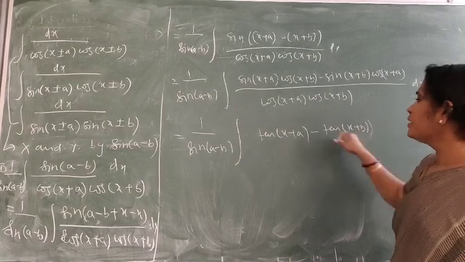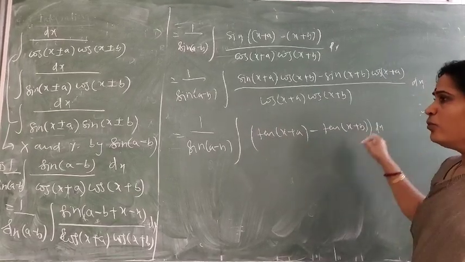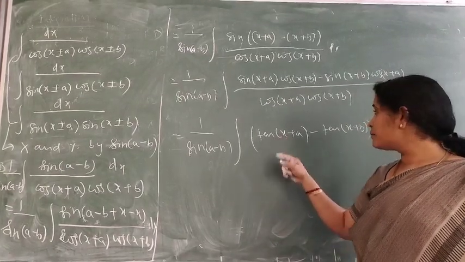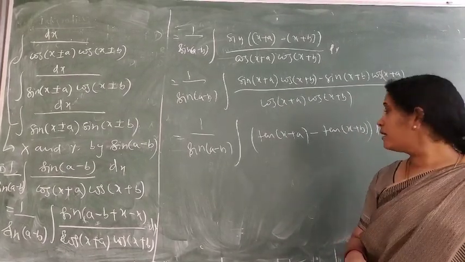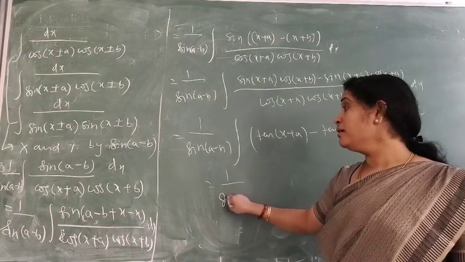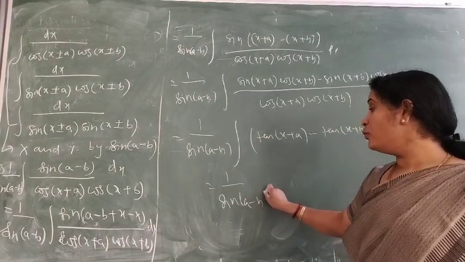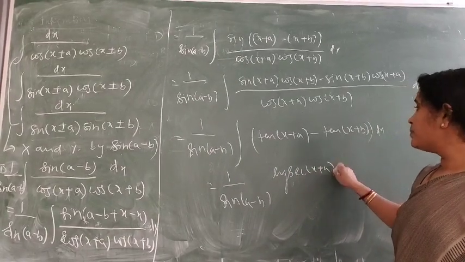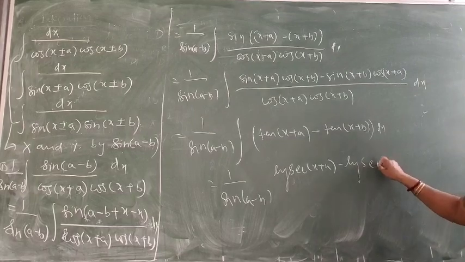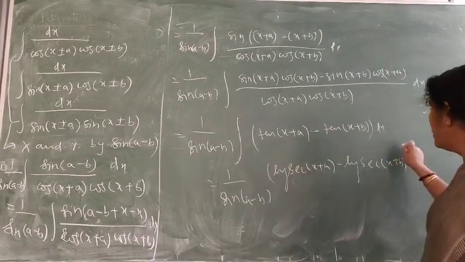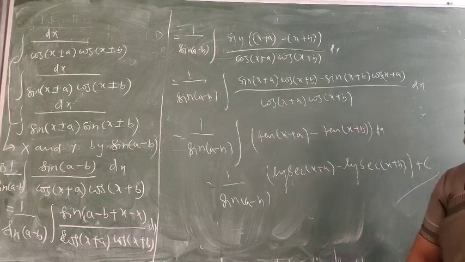Now you know how to integrate this. What is the integration of this? Log sec x plus a, and this becomes log sec x plus b. Final answer you are getting. Are you clear? This is the procedure when we have to do. This becomes log sec x plus a, and this becomes log sec x plus b. Are you clear? This is your final answer. Plus c, do not forget to add plus c.